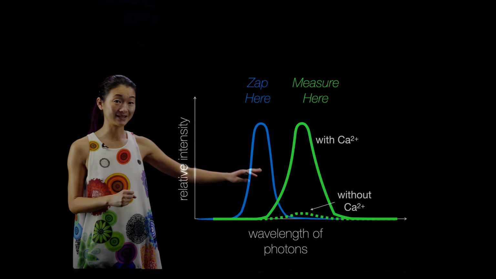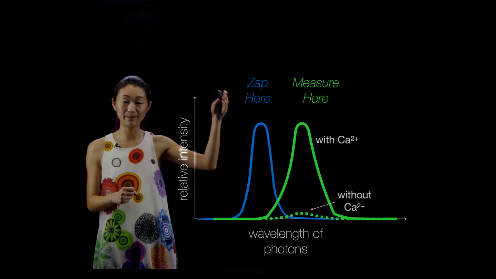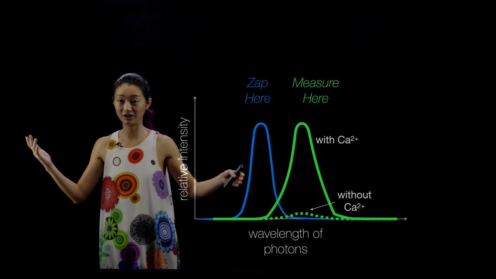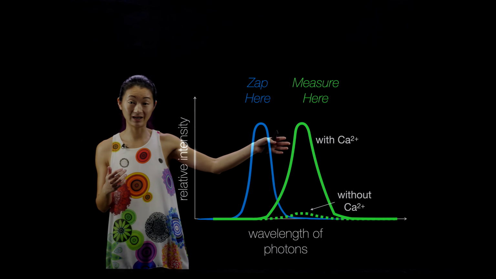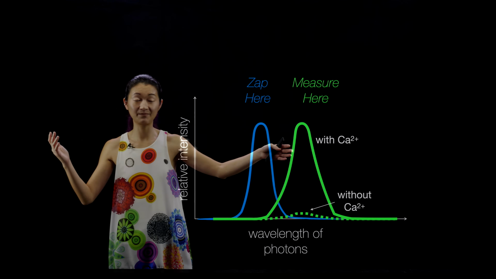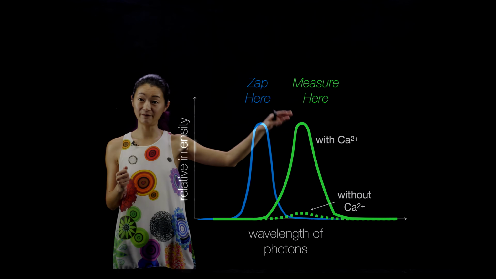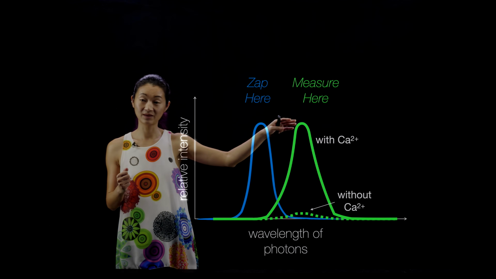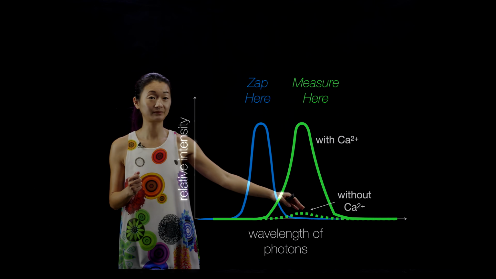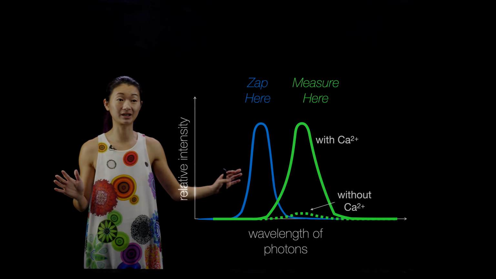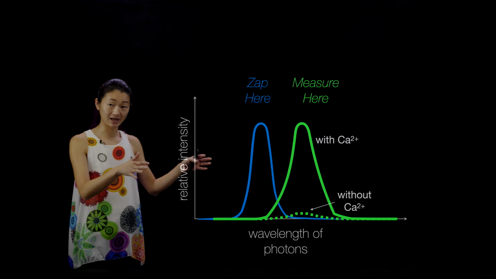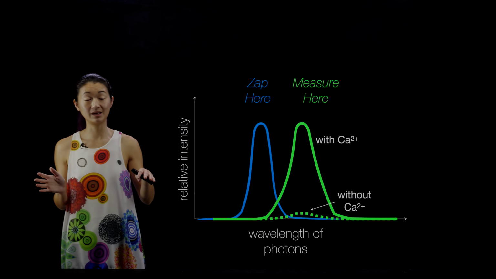And so the same exact thing here, except that you zap at whatever the excitation spectrum is, and you measure at whatever the emission spectrum is supposed to be. In the presence of calcium, you'll see photons emitted at that wavelength. Without calcium, you won't see anything at all. That's the trick. That's the entire trick. With calcium, the GCaMP emits photons. Without calcium, it does not.